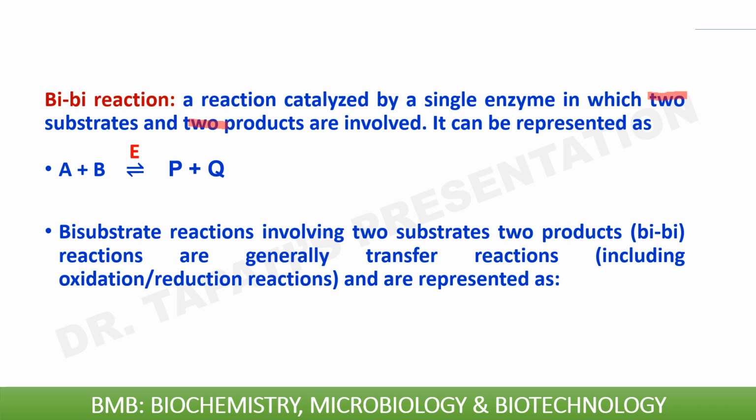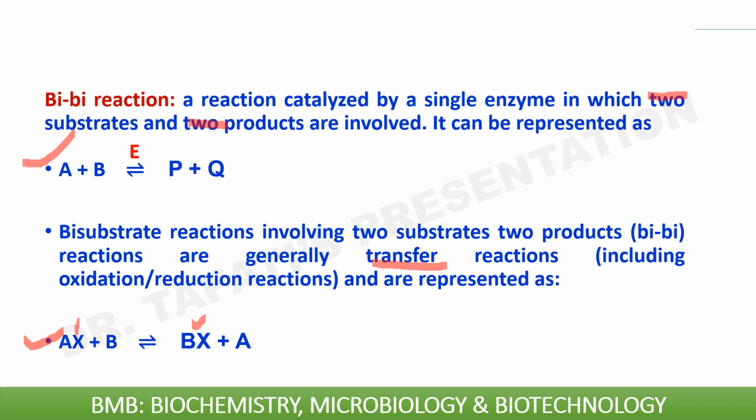Bisubstrate reactions involving two substrates and two products, that is Bi-Bi reactions, are generally transfer reactions, including oxidation and reduction reactions. We can represent that as AX plus B equals BX plus A, where the X group is transferred from AX to B. So we can represent a bisubstrate reaction as A plus B to P and Q products, or as AX plus B to BX and A, as the reaction equation.